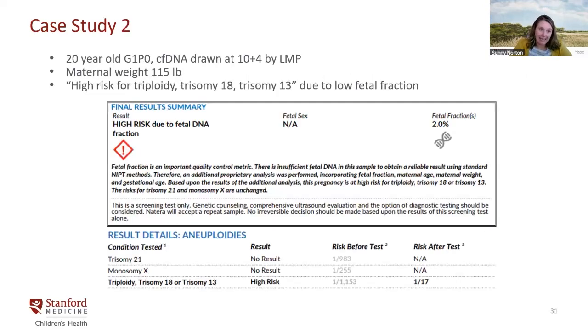Here's a second case study. We have a 20-year-old G1P0. Her cell-free DNA was drawn at 10 weeks based on her LMP, maternal weight of 115, and she has a result that states there's a high risk for triploidy, trisomy 18, trisomy 13 due to a low fetal fraction. So this laboratory provides an actual risk for those 3 conditions when the fetal fraction, the maternal age, weight, and gestational age meet certain criteria. And they say that risk is 1 in 17.